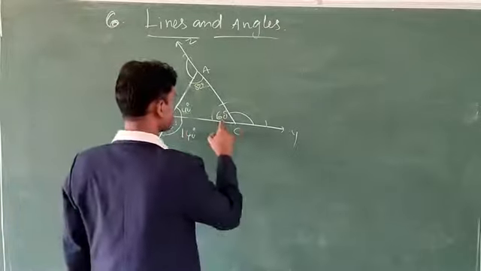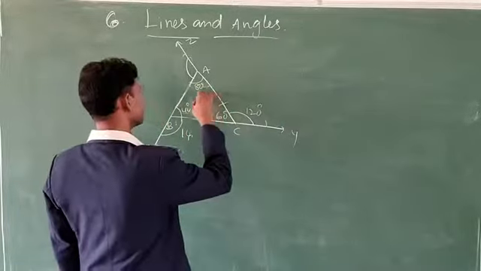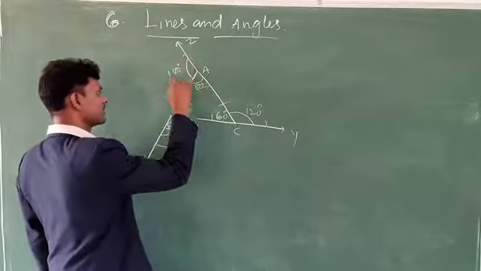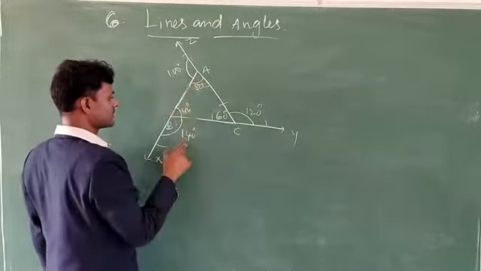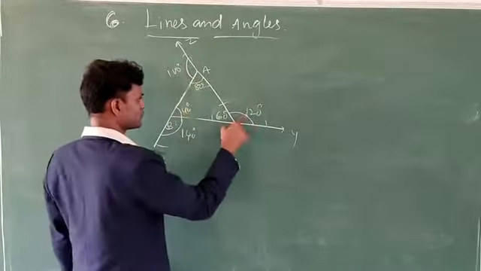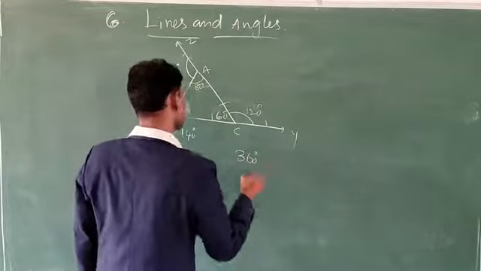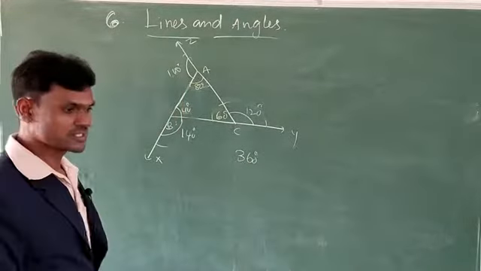Now, this is 60, so this is 120. Now, this is 80, so this is 100. Now, you can add these three angles: 100 plus 140 is 240, plus 120 is equal to 360 degrees. The sum of the exterior angles is equal to 360 degrees.